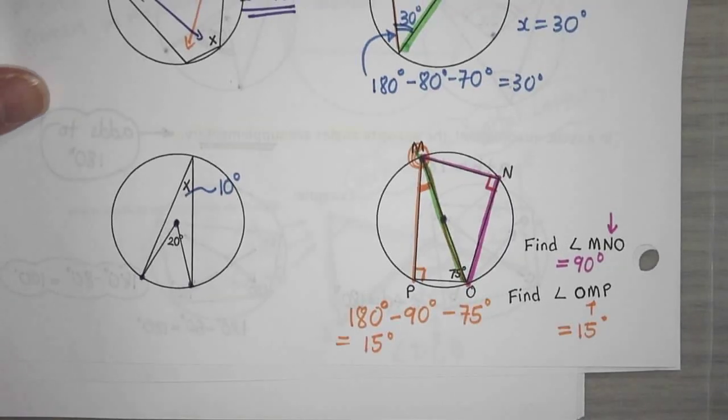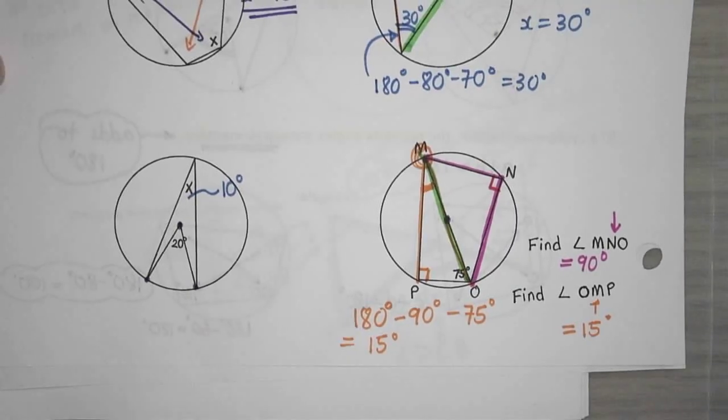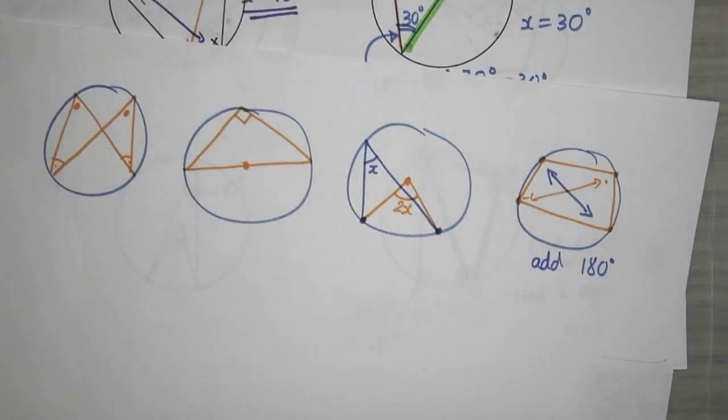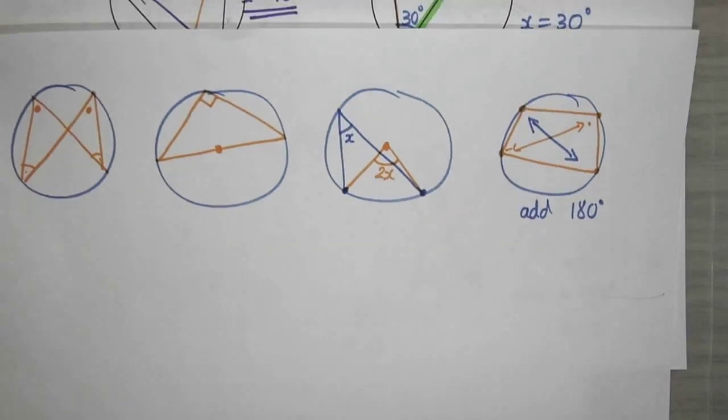So make sure you think of the four rules when you're answering your questions. There's four rules, right? Those are the four rules that we're looking at when we think about circles. Those are the four possible rules.